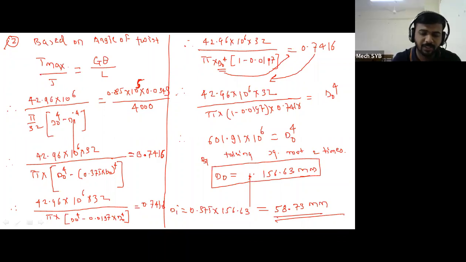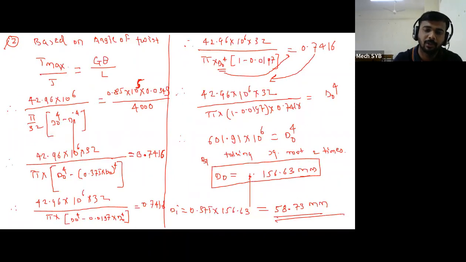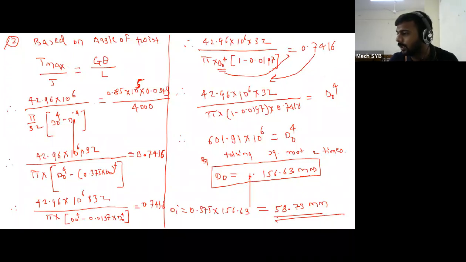So in such conditions, you are having the diameters. You got the diameter by using the shear stress value also. You got the diameter by using the angle of twist also. But which diameter we have to consider for the calculation? For that purpose, the suitable value of the diameter is always the maximum value of the diameter. Okay. So this is your final answer.